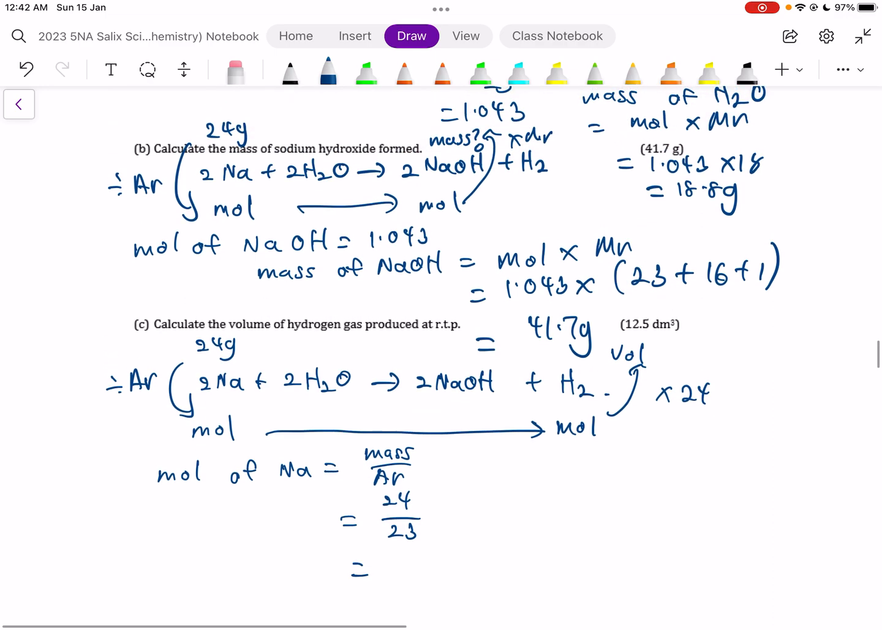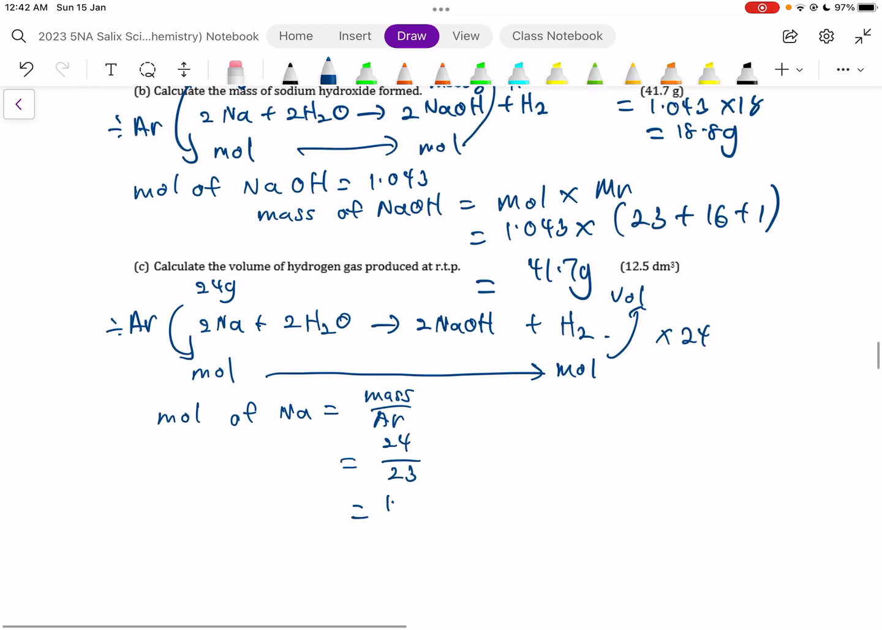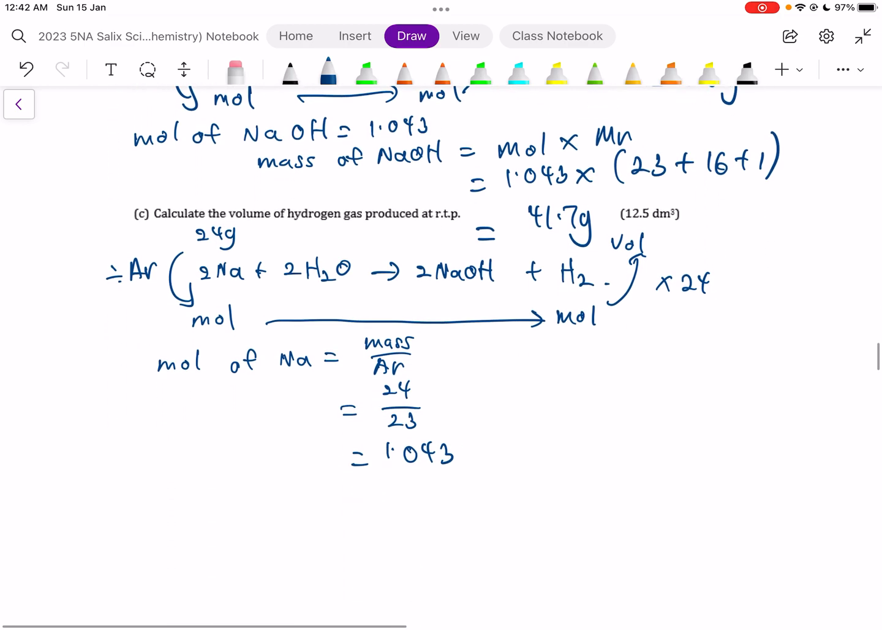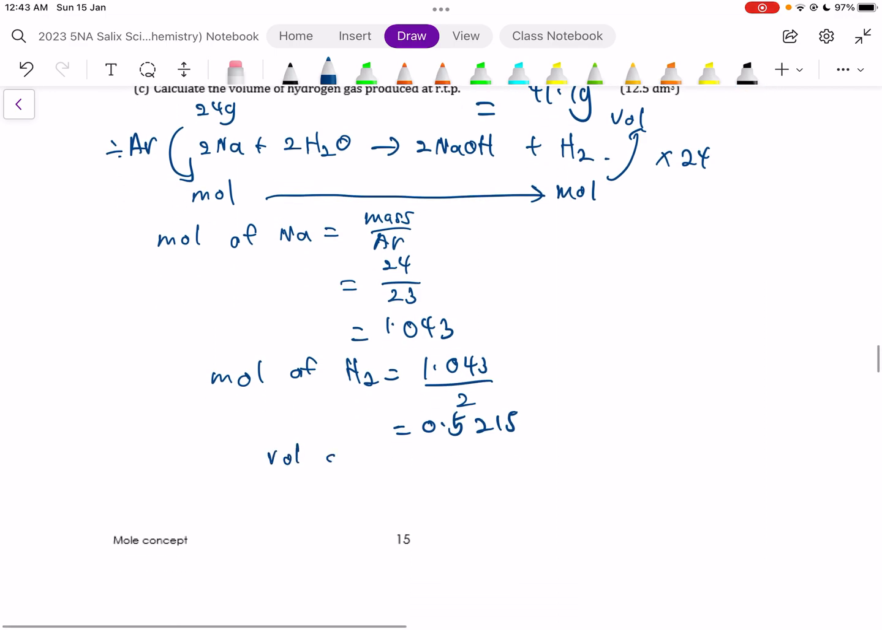You should find in the earlier part already, I believe. Yeah, 1.043. Okay, then after that, the number of mole of your H2. Oh, wait, need to divide by 2. So you get 0.5215. Then you can get the volume of your hydrogen by taking mole multiplied by 24. So 12.5 dm cube.